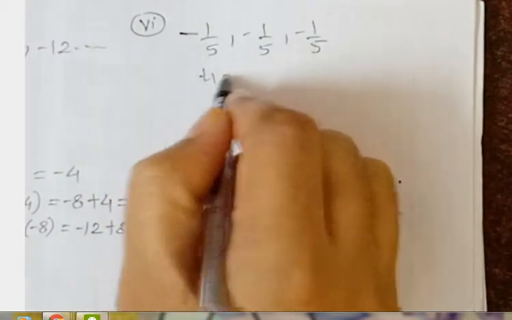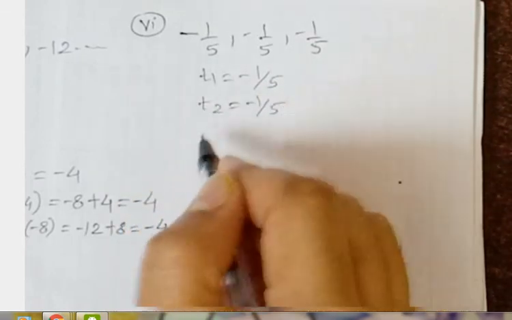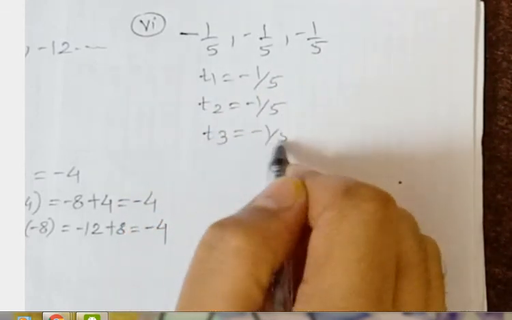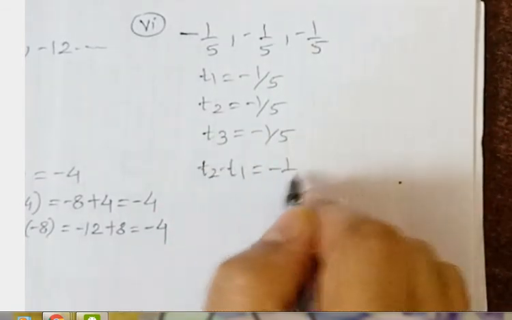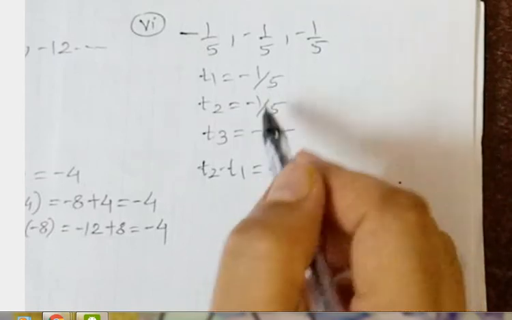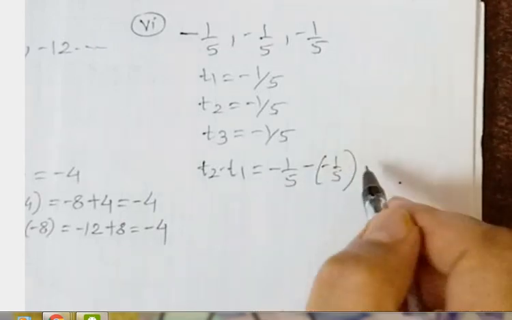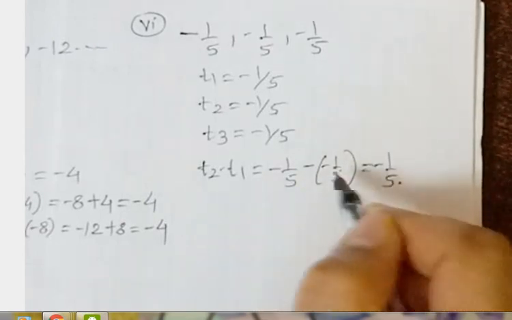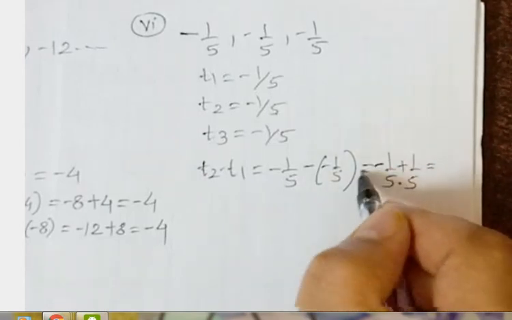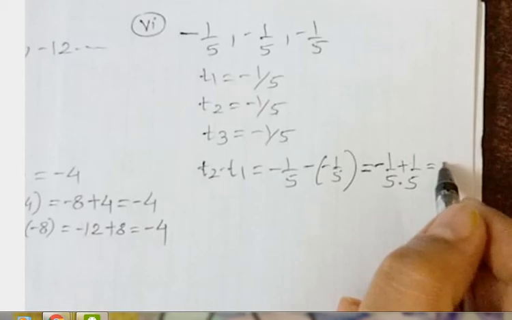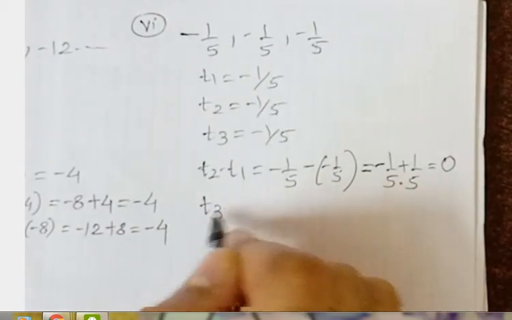Now see question number 6. Minus 1 by 5, minus 1 by 5, minus 1 by 5. Here T1 is equal to, very easy, minus 1 upon 5. T2 is equal to minus 1 upon 5. And T3 is equal to minus 1 upon 5. Now T2 minus T1, that is minus 1 upon 5 minus, here minus 1 upon 5, that is minus 1 by 5 plus 1 by 5. Now see minus 1 plus 1, answer is 0. 0 upon 5 is 0, because 0 upon something is 0.